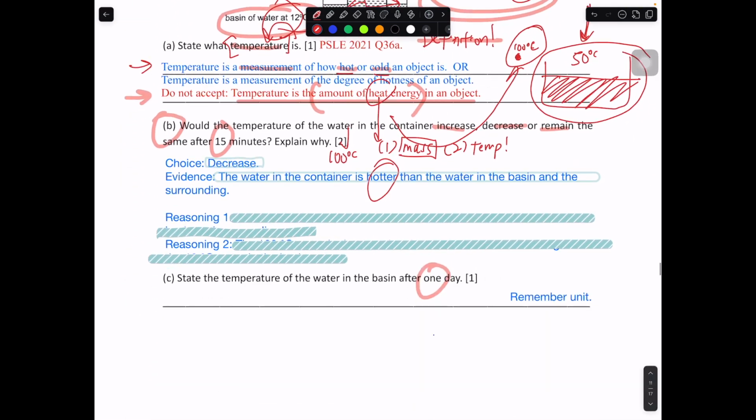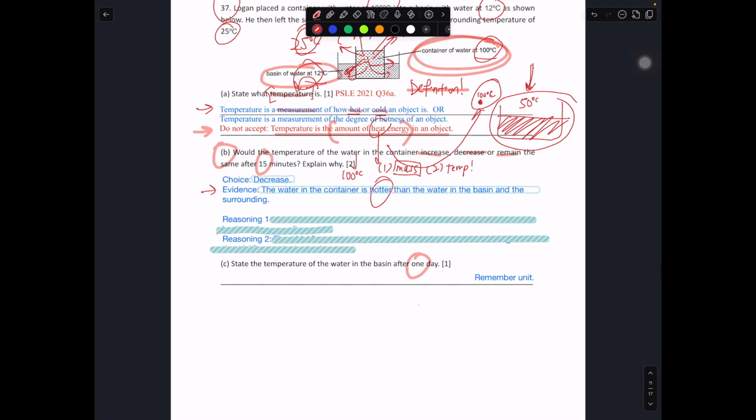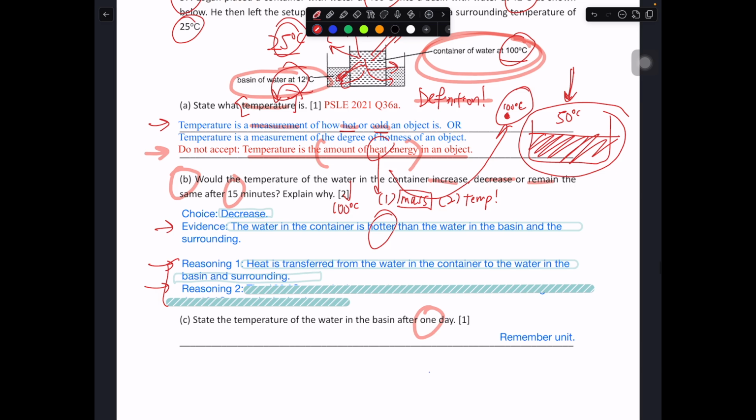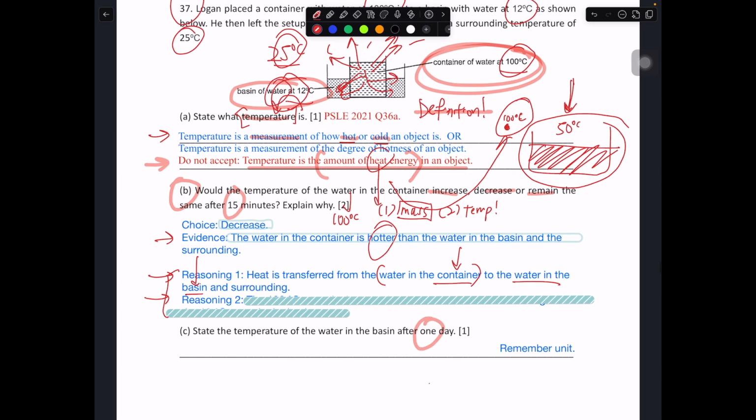Okay, so in this case here, I'll give you the evidence ready. So I'll give you the two reasoning. You can answer either one of them. Either one of them will be fine. Okay, heat is transferred from the water in the container to the water in the basin and the surrounding. So notice water in the container and water in the basin. So don't write this part very wrongly. Don't say heat is transferred from the water to the water. So which water are you talking about? Water in the container versus water in the basin. Write down the words that are given in the diagram. The words in the diagram are there to help you. If you don't use them, you are wasting your teacher's effort.